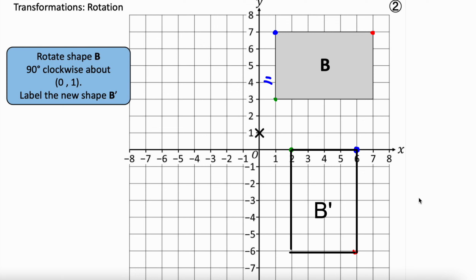Hopefully the method is clear, using a protractor and lines and counting or measuring the distance from the original vertex and the image. That has to be the same distance to the center of rotation. Try it with the exercises and good luck!